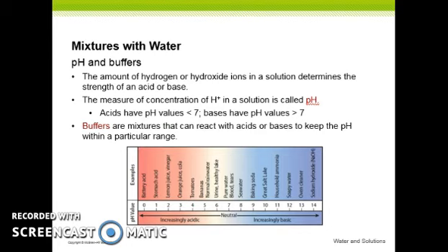So pHs and buffers. The amount of hydrogen or hydroxide ions in a solution determines the strength of an acid or base. The measure of concentration in a solution is called pH. Acids have pH values less than 7 and bases have pH values greater than 7. And a buffer is a mixture that can react with acids or bases to keep the pH within a particular range.